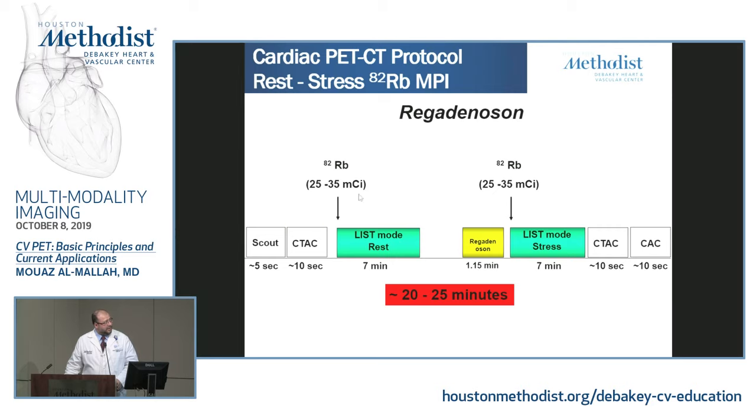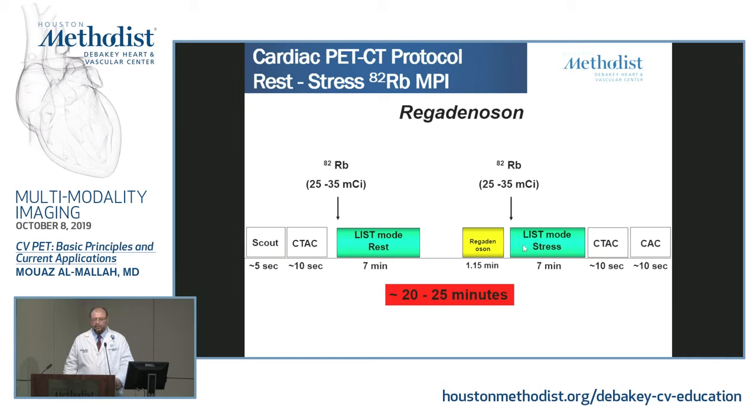Then we go ahead and inject our rubidium. This is a slide I didn't update for the current scanner, but most other people are using 3D scanners, so people are injecting 25 to 35 millicurie. Here we're injecting 10 to 20, depending on the patient's body habitus. We acquire list mode imaging. List mode means that we don't make it static or gated; we gather raw data, and later on we process it, one for gated to give you ejection fraction, one for flow to give you myocardial blood flow. We acquire it for 7 minutes, then while the patient is in the scanner, we give regadenoson over 10 seconds, wait another minute, so at 1 minute and 10 seconds we go ahead and inject our rubidium.